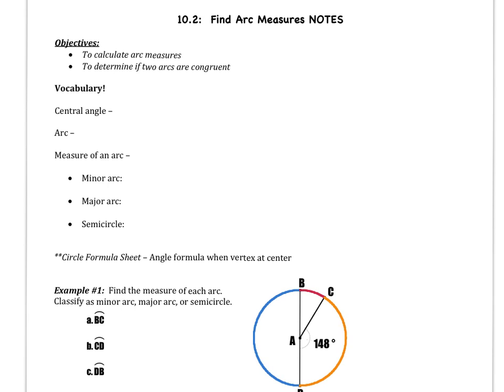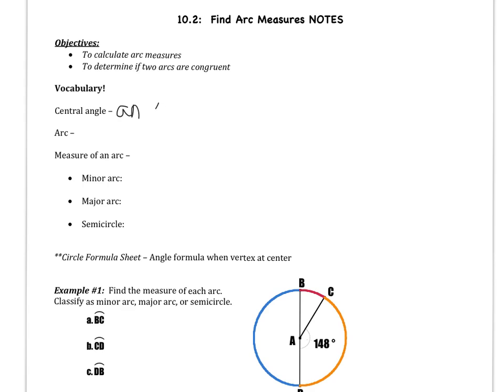Hello and welcome to the second day of notes where we are going to find arc measures. So today we're going to be able to calculate the arc measures in a circle and determine if two arcs are congruent. So first let's begin with some vocabulary. First term that we're going to learn is central angle, and what that is, it is an angle whose vertex is the center of the circle.